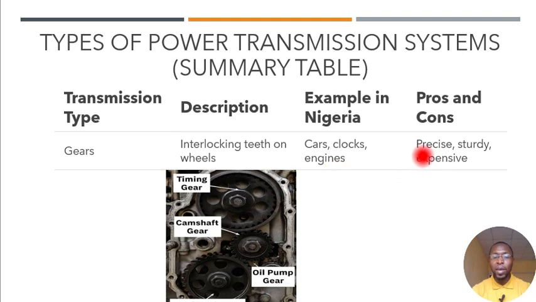It is more precise than pulley and belt, and also than chains. So this is better than the previous two that we mentioned earlier, but it is expensive. That is the con of this transmission type. It is expensive, even though it is strong. It is expensive to purchase.